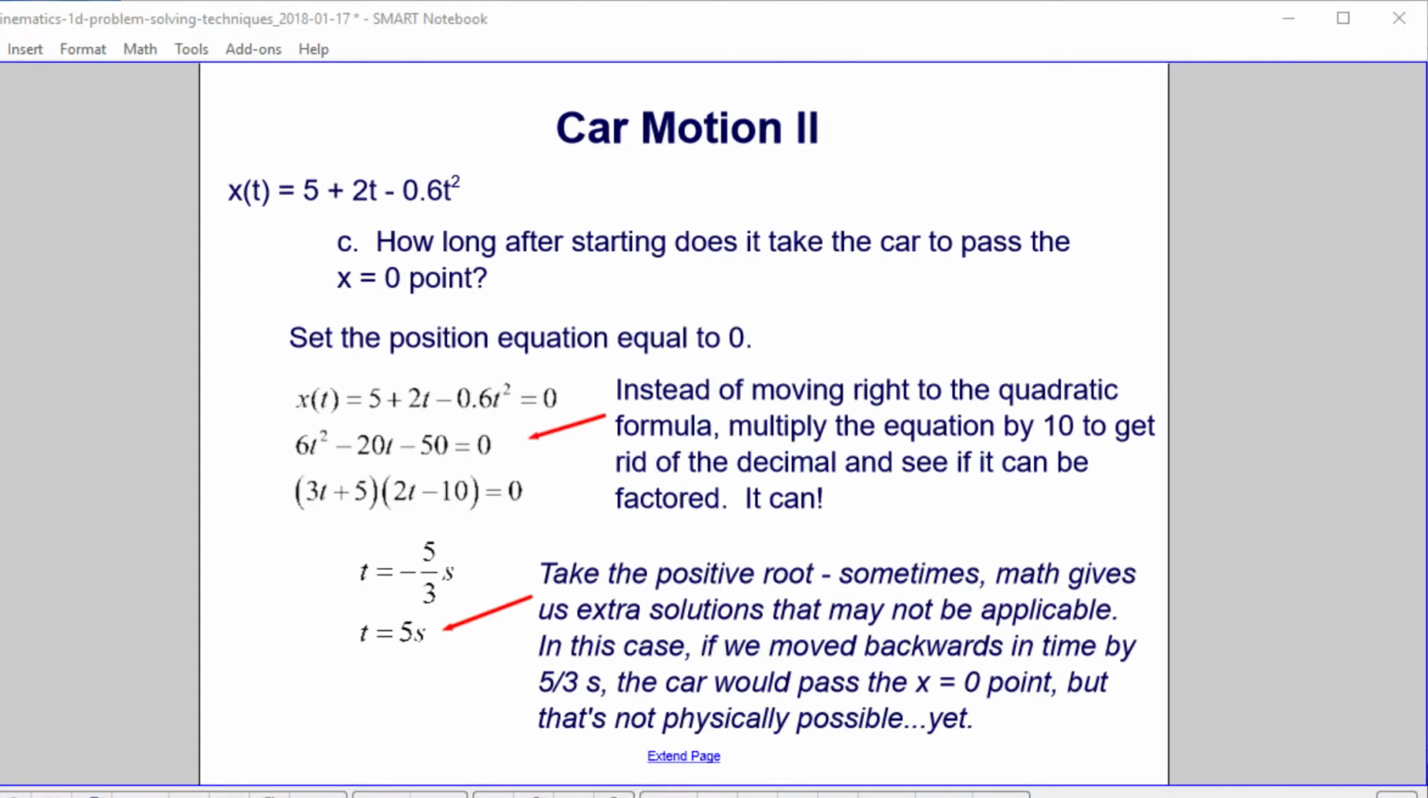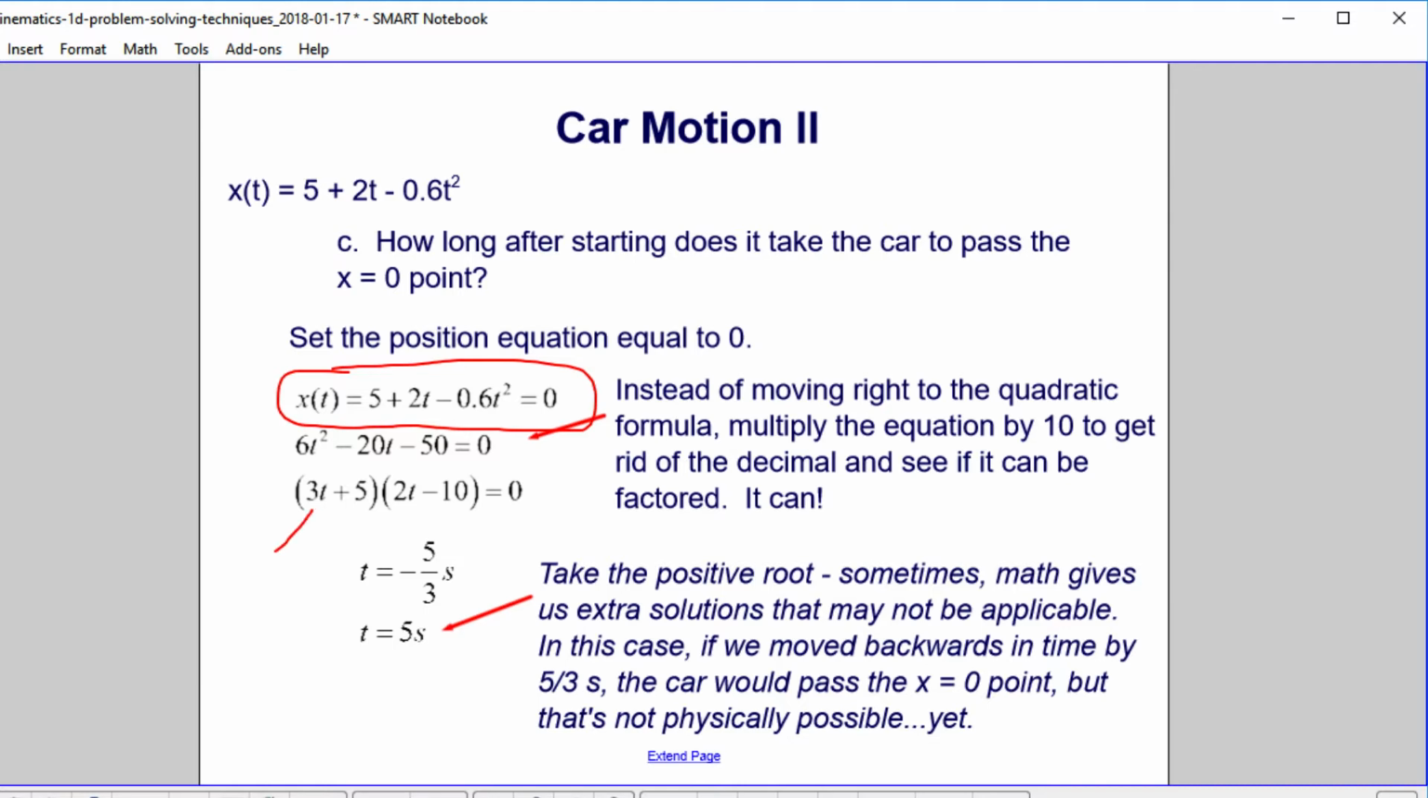How long after starting does it take the car to pass the x equals 0 point? Well, you just set the position equation equal to 0, and that's right here. You can either plug that into your calculator and use the solve function, or let's try to do something manually here. It's hard to see if we can factor that. So let's get rid of the decimal by multiplying everything by 10 and see what we get. That gives us 6t squared minus 20t minus 50, and we can actually factor that. So that's (3t plus 5)(2t minus 10) equals 0.